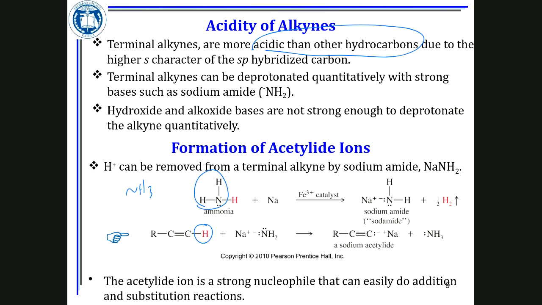So if you start with NH3, which has a basic structure, if you remove one of these hydrogens, change it to NH2, your NH2 is going to be a very strong base. So you get your NH2 minus, very strong base. NH2 as a strong base can remove the hydrogen, and then you get your acetylide ion.